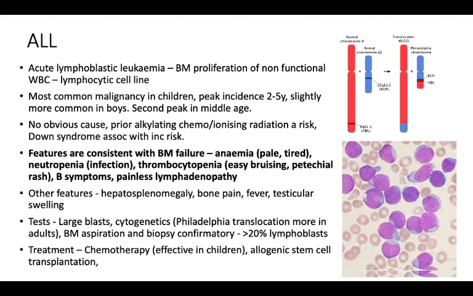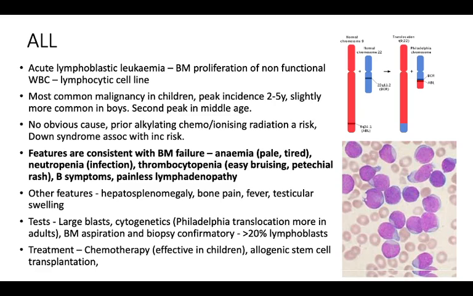So there is no obvious cause of acute lymphoblastic leukemia, ALL, but having prior alkylating chemotherapy or ionizing radiation is a risk. Patients with Down syndrome are also associated with an increased risk.